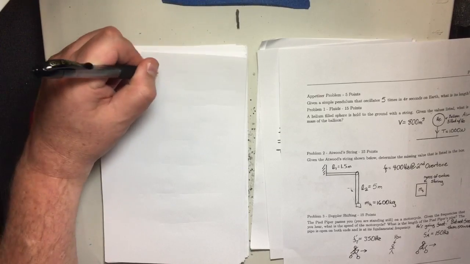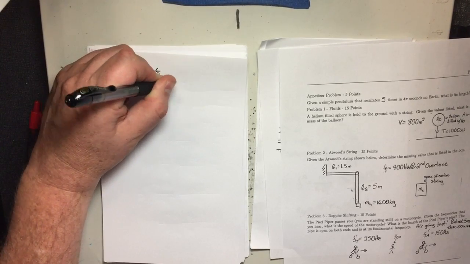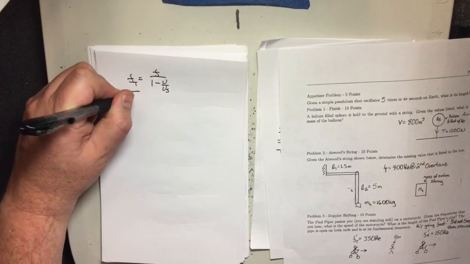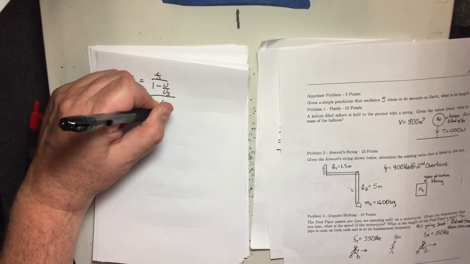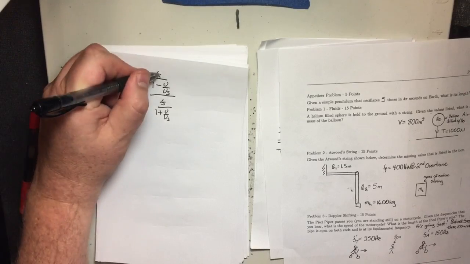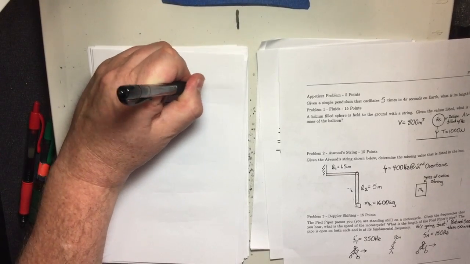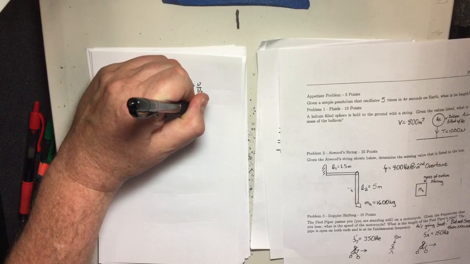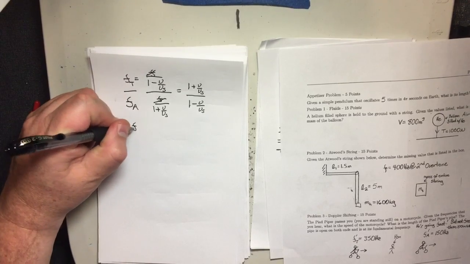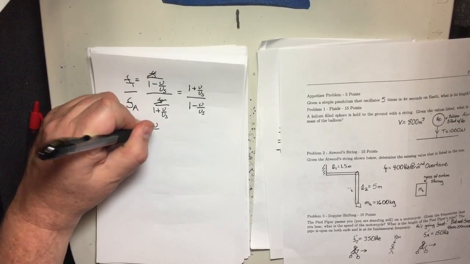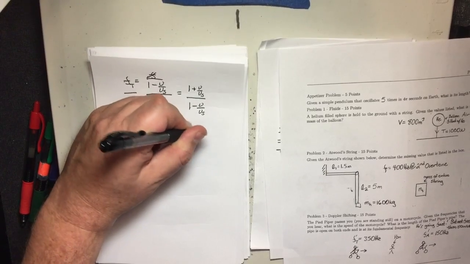Towards, for a moving source, f over 1 minus v over vs. Away, f over 1 plus v over vs. Those cancel, and ft over fa is equal to 1 plus v over vs over 1 minus v over vs. Now we just solve for v, cross multiply. ft times 1 minus v over vs equals fa times 1 plus v over vs.